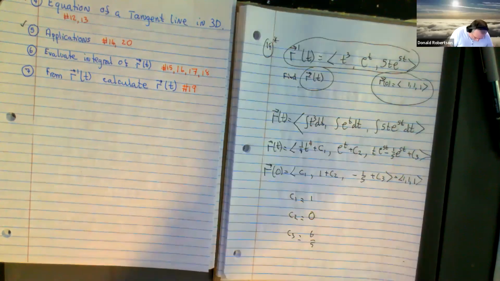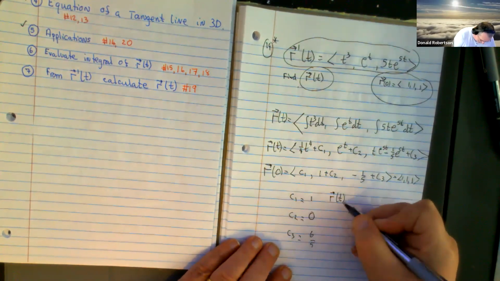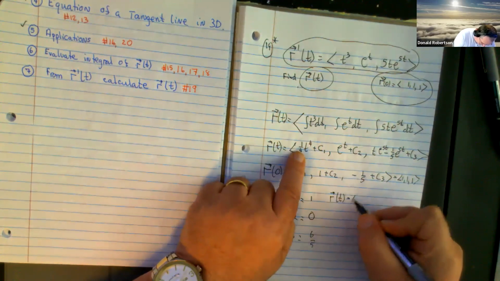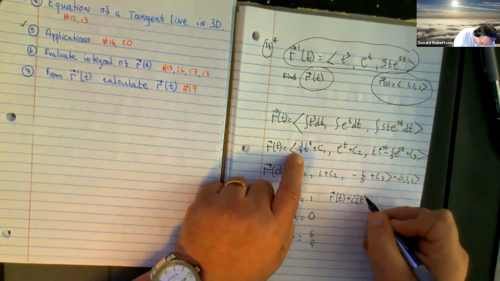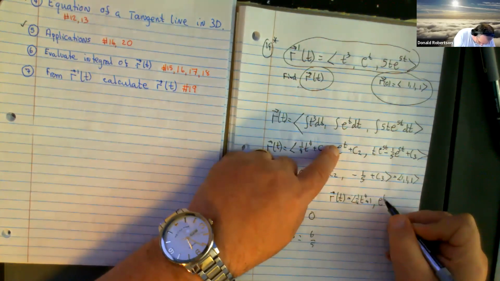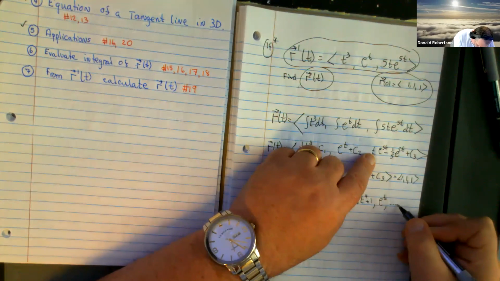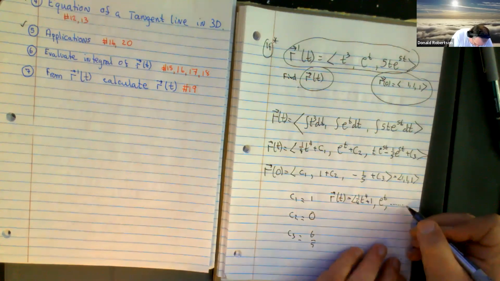Now, if you put that whole package together, you are finished. R of t is this guy plus 1. It's this guy plus nothing, so I won't write anything. And it's this horrible mess because I don't have space or room, plus 6/5.